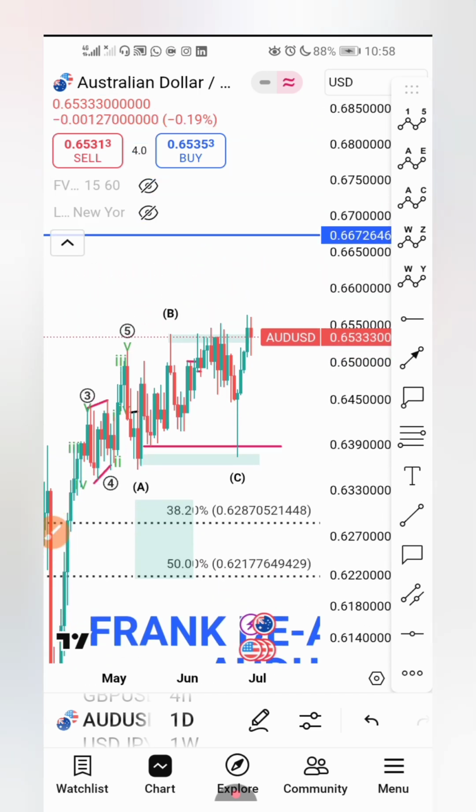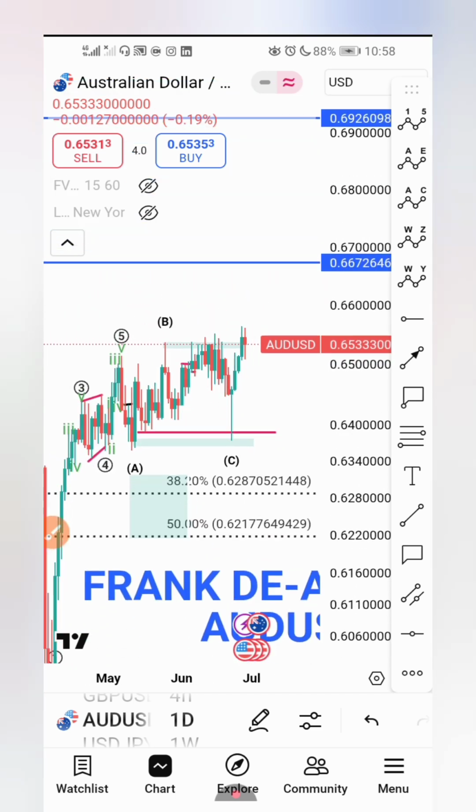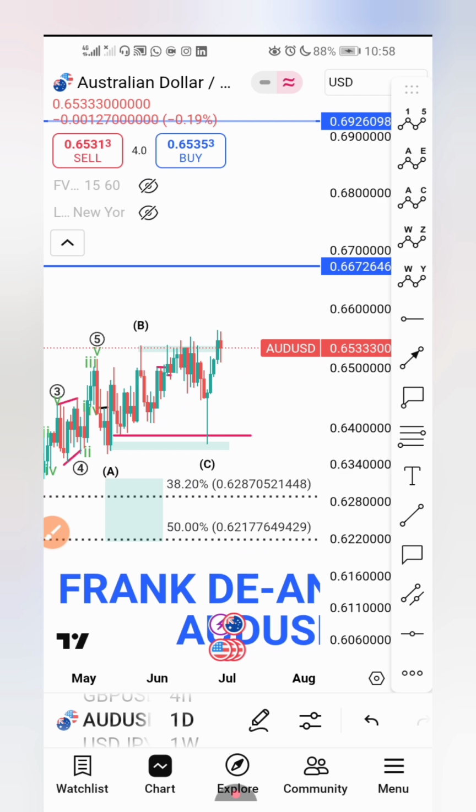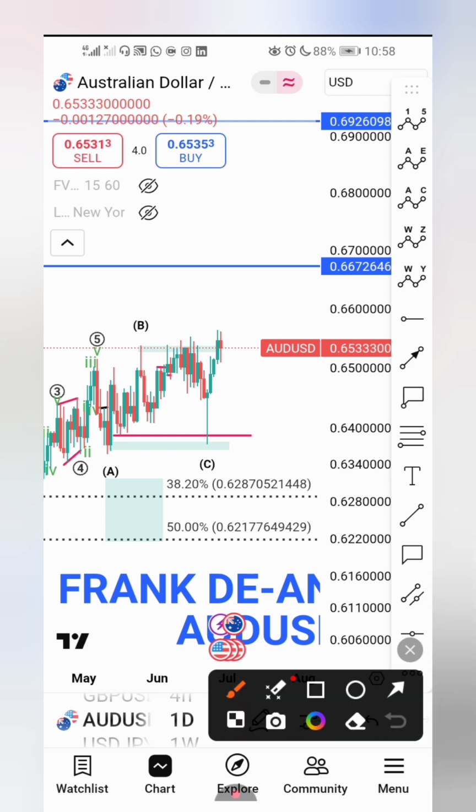This is Australian dollar US dollar. You can see how the market came all the way from here to here, picked some orders, and then boom. So what am I expecting in this very pair? I'm expecting the market to correct towards here and then come up again, break this up, or even touch this very place before a sell will come.